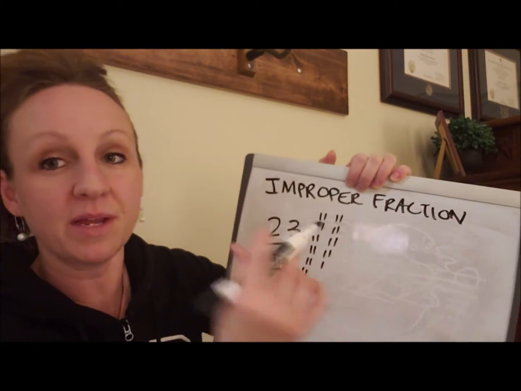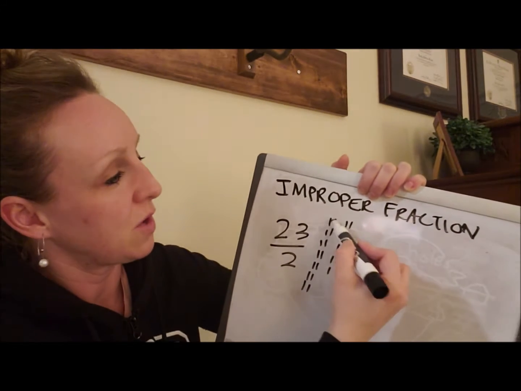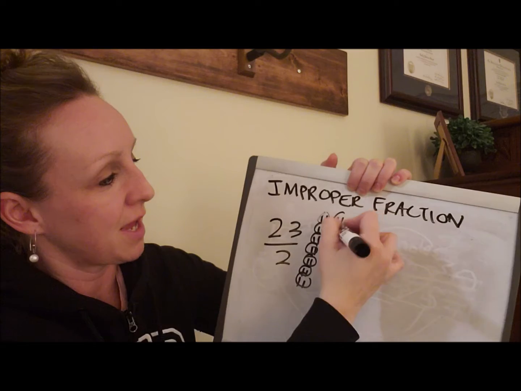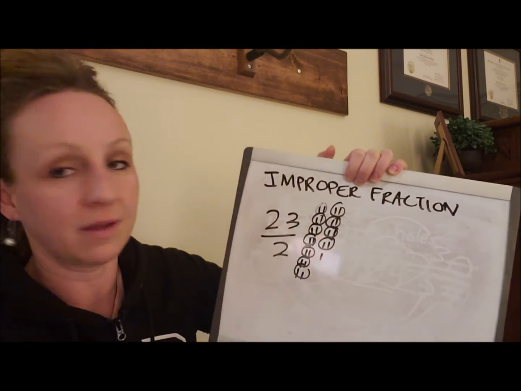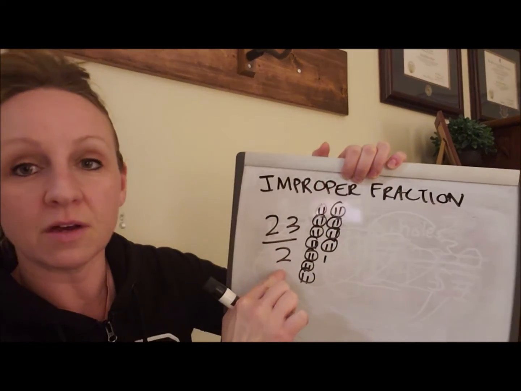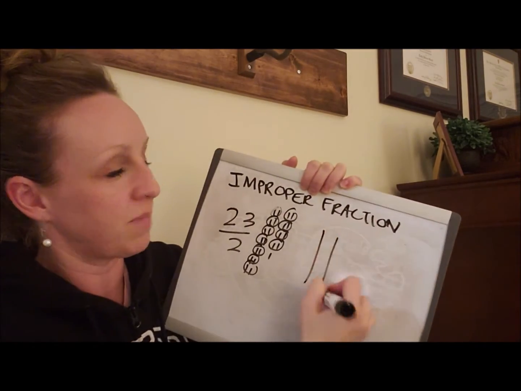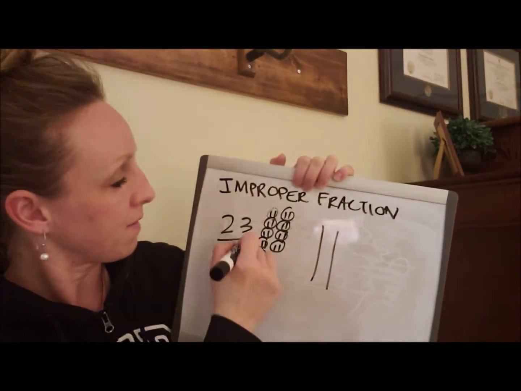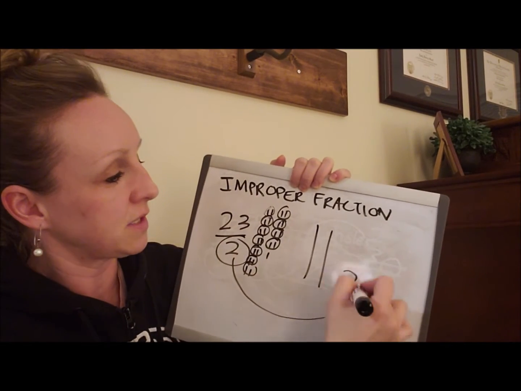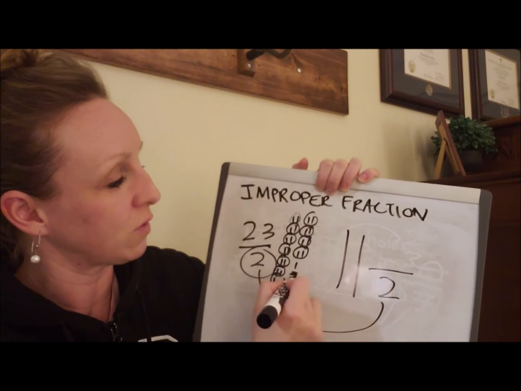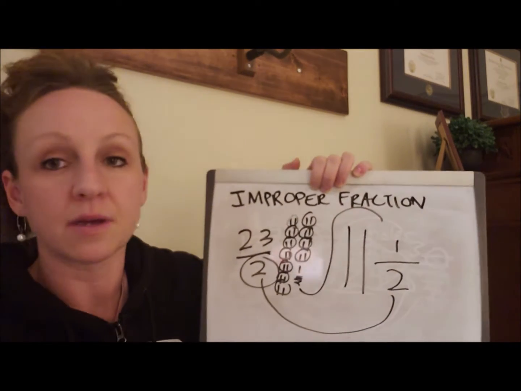We're going to count up how many complete sets we have. So we've got 1, 2, 3, 4, 5, 6, 7, 8, 9, 10, 11. I've got 11 groups of 2, right? So I was trying to count to 23 by 2. I've got 11, so I'm going to write down a big 11 here. My bottom number, my denominator, stays the same. And I count how many I have left over. I've got 1 left over, so that 1 comes right here.